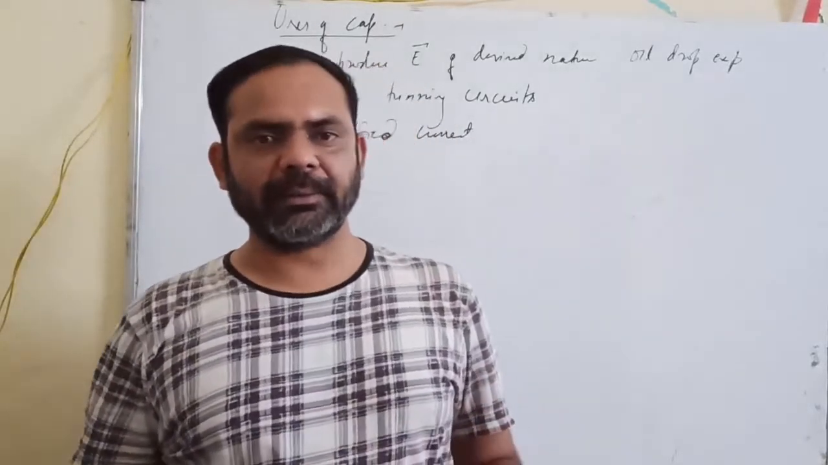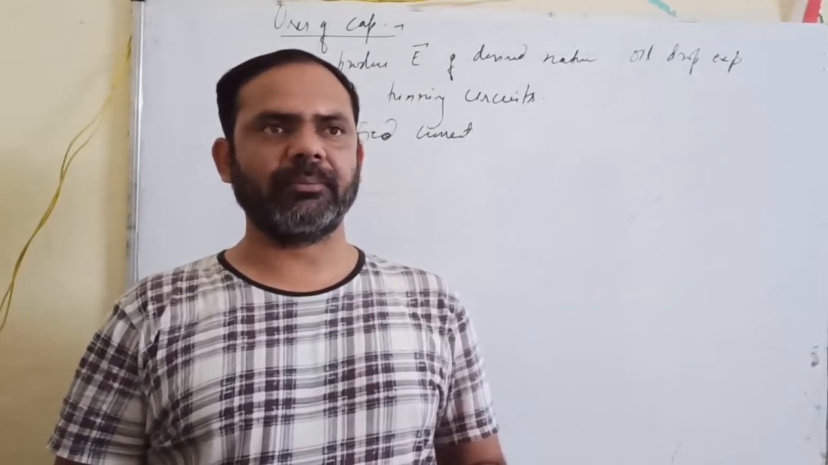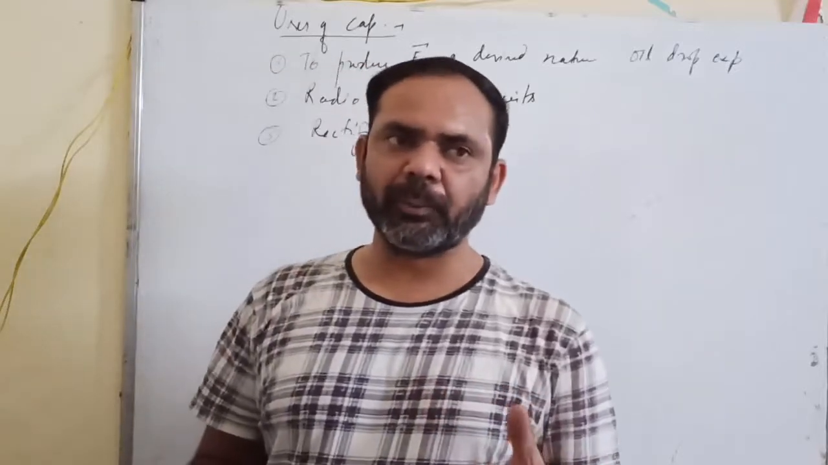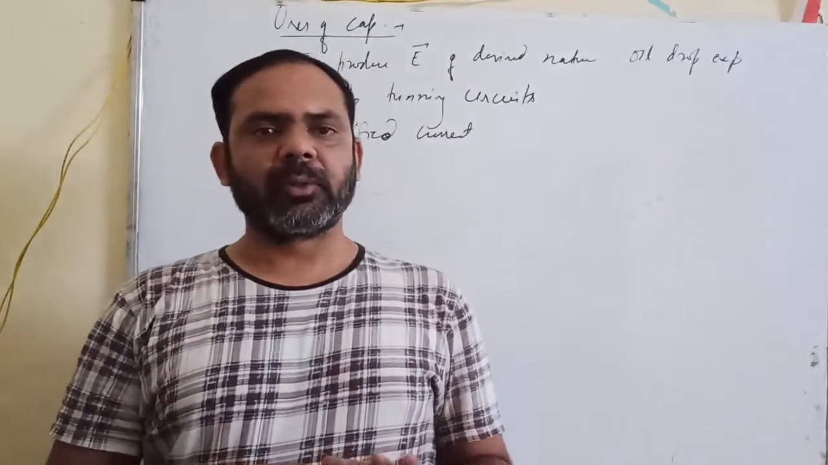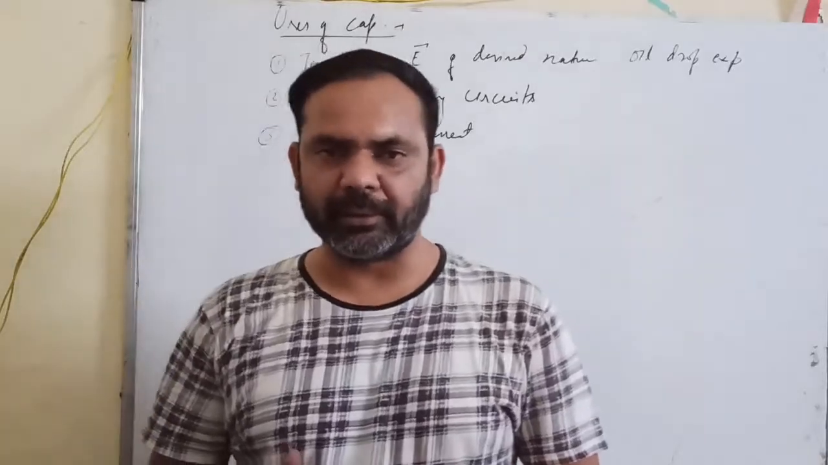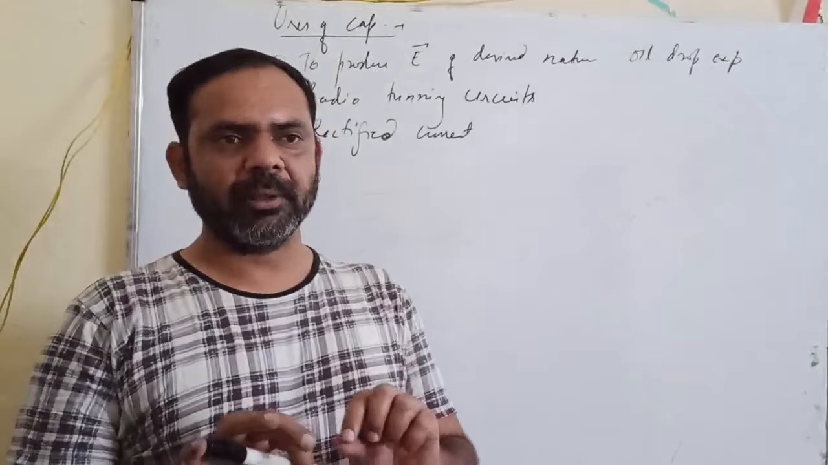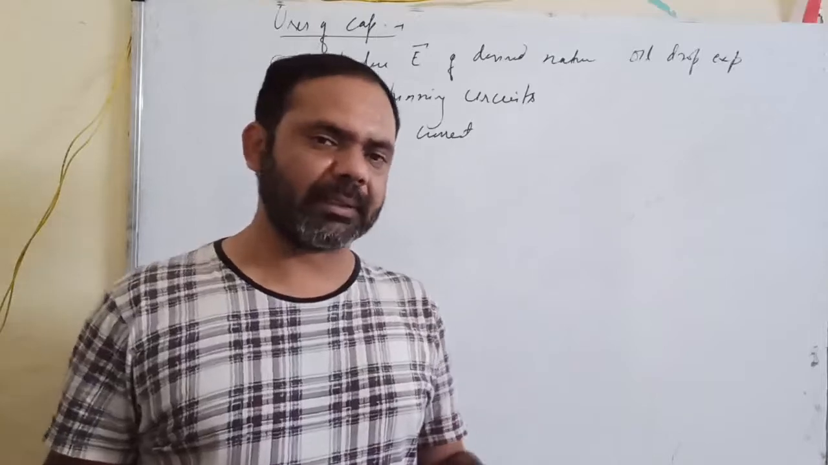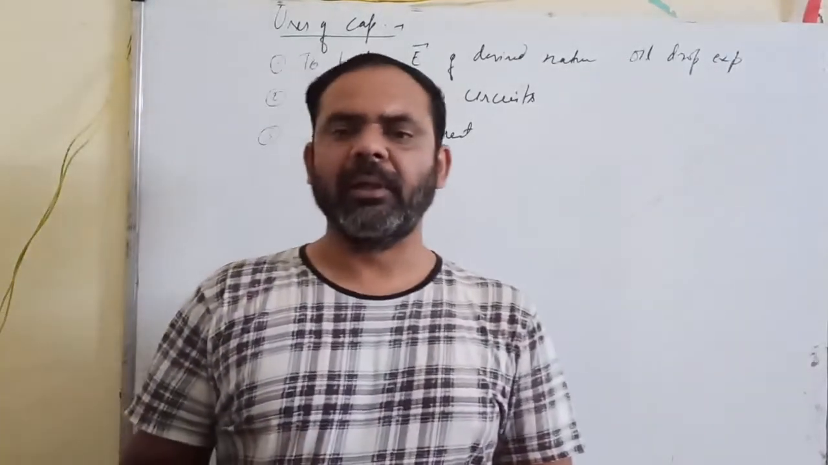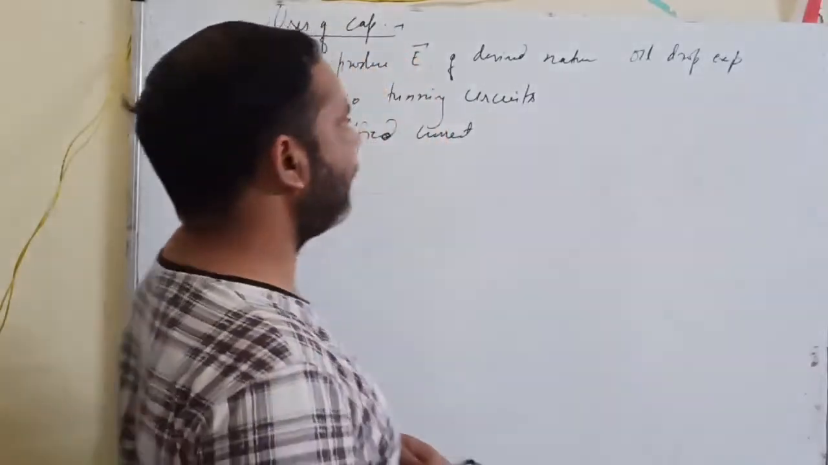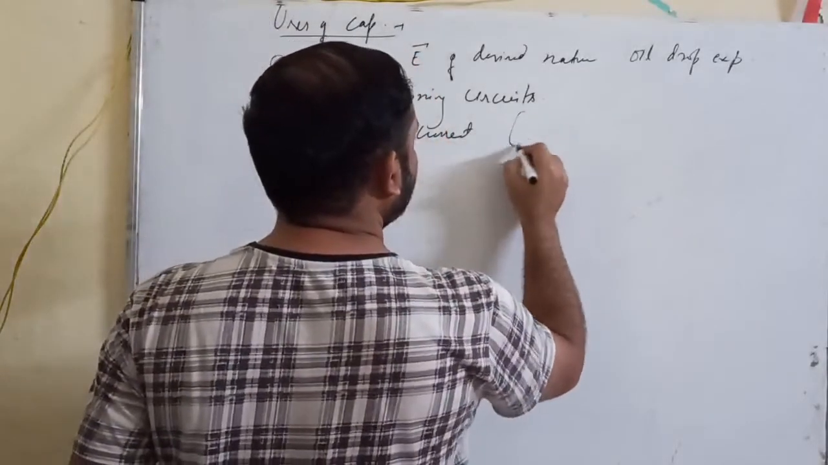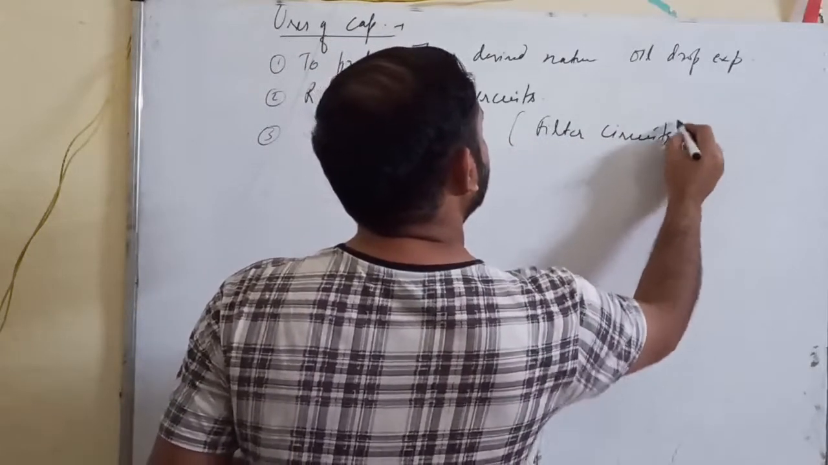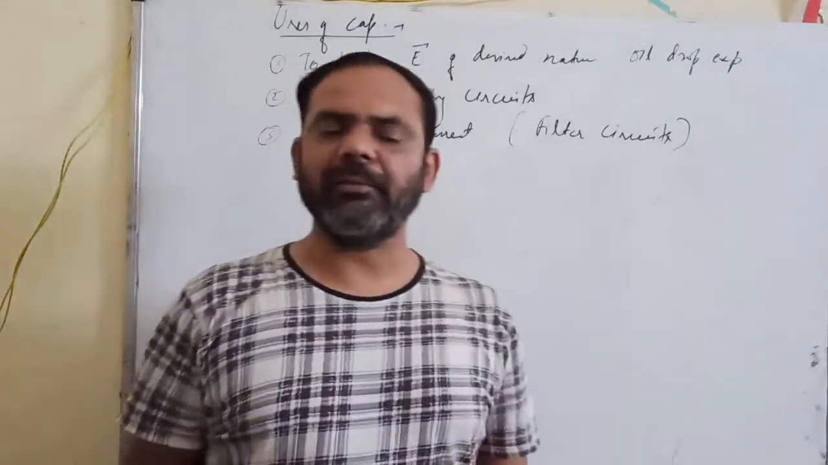A rectifier is a device that converts AC into DC, but the output which we get is not smooth DC, it is actually a pulsating DC. To smooth it, to remove that pulsating nature of the DC, we use a capacitor. We call that circuit a filter circuit. So rectified current in filter circuits, we use the capacitor in making filter circuits.